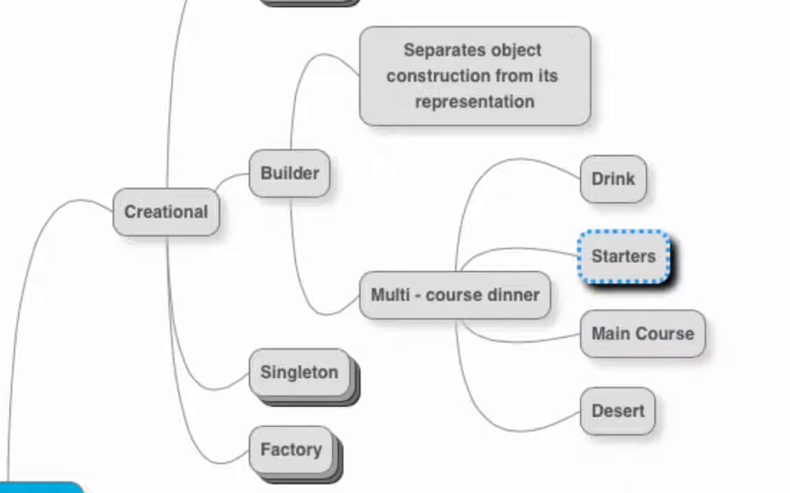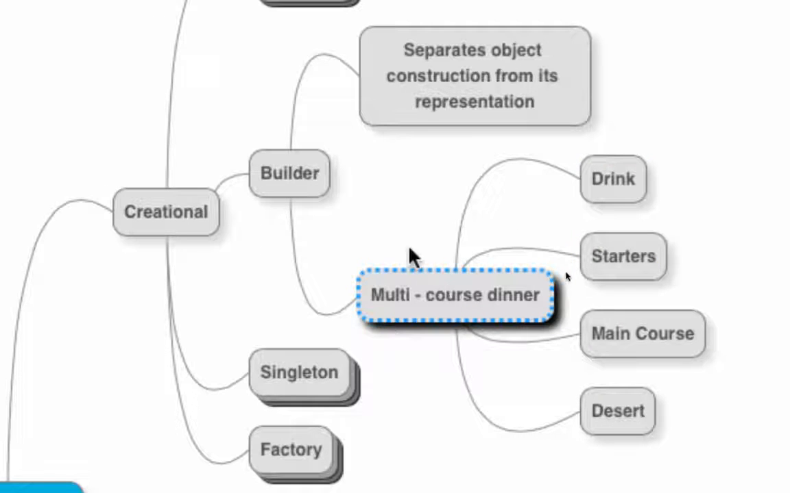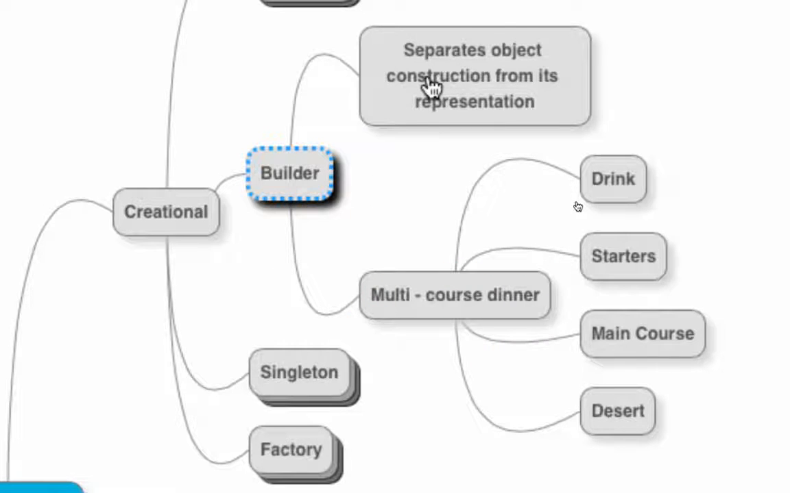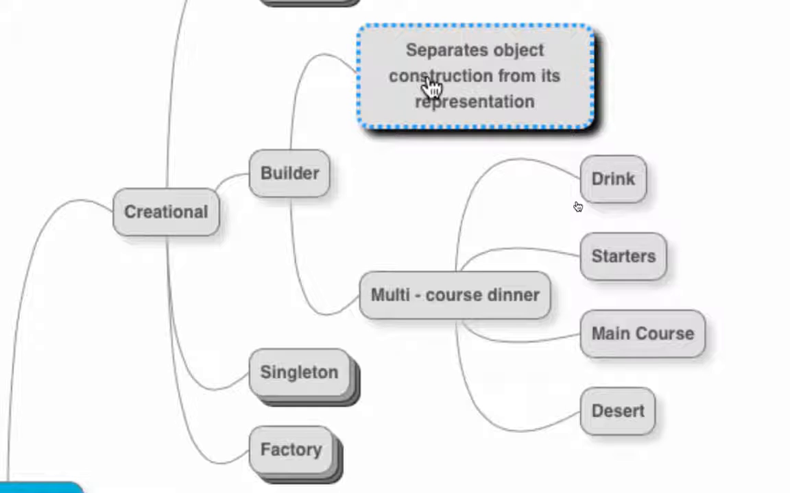Even though the internal representation is complex, we are providing an easy interface to the outside world, and that's where the builder pattern comes in. So the builder pattern comes in when we want to hide a complex internal structure from somebody who's trying to use the interface to create an object. So it separates object construction from its representation. So that's basically what the builder pattern is all about.